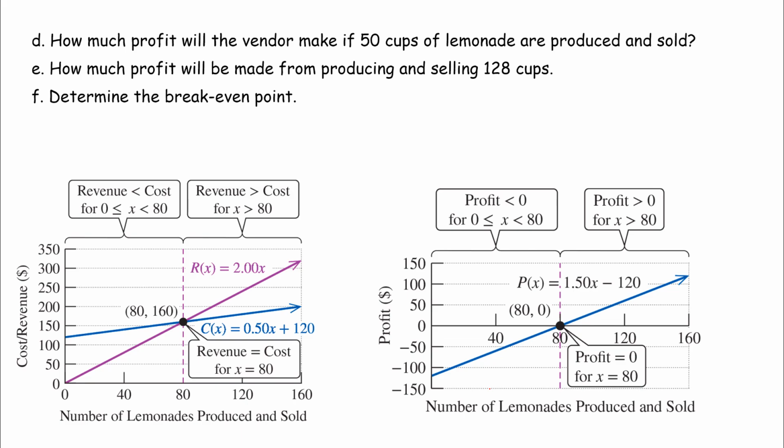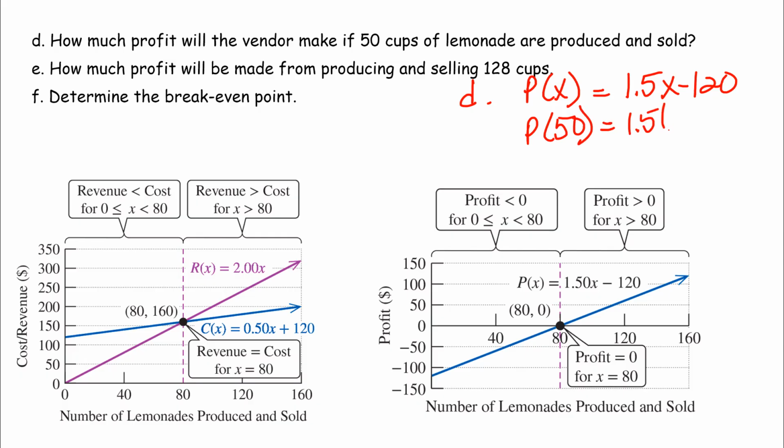Okay, how much profit will the vendor make if 50 cups of lemonade are produced and sold? So remember that profit function, we're doing D now. That profit function was $1.50 times each cup of lemonade minus the $120 of rent. And so if he makes 50 cups of lemonade, P of 50 is equal to 1.5 times 50 minus 120, and that's going to be 75 minus 120, and that is no profit. That is less than a profit. That's a loss. So he's going to be losing $45 if he only sells 50 cups of lemonade.